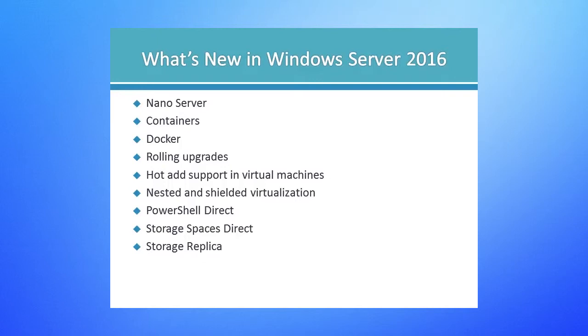Rolling upgrades for Hyper-V and storage clusters. This will allow you to add Server 2016 failover cluster nodes to an existing 2012 R2 failover cluster. So the cluster will continue to operate in Server 2012 R2 functional level while you roll out the new version, and then once you've upgraded all nodes to 2016, you can change the functional level.